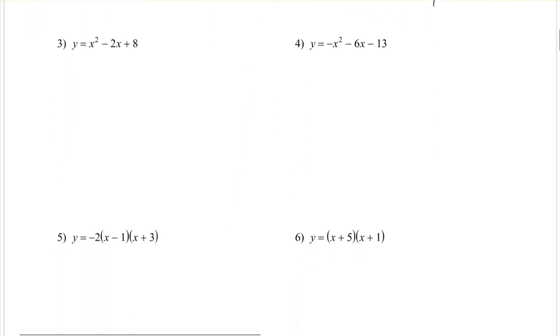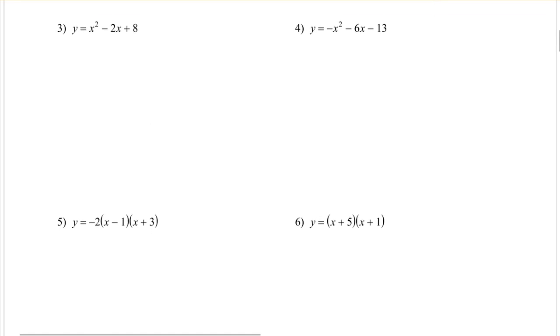3. This is in a different form. This is standard form, so this isn't going to tell us our vertex, but we can find the x value of our vertex. So first we're going to find our axis of symmetry, and for that we use the equation x equals negative b over 2a.